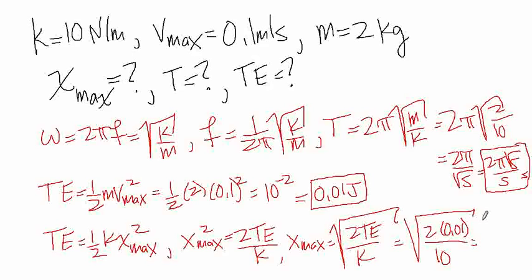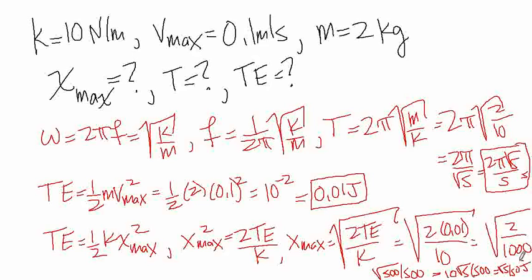The square root of, if I multiply the top by 100, I get 2. If I multiply the bottom by 100, I get 1,000. So the square root of 1 over 500, or 1 over the square root of 500, which the best I could do, let's see, 500 is equal to 100 times 5. Square root of 100 is 10, so 10 root 5 divided by 500. So root 5 over 50, and I just barely fit that in there. Root 5 over 50 is as good as I could get it. Okay? So I hope that is what you got.